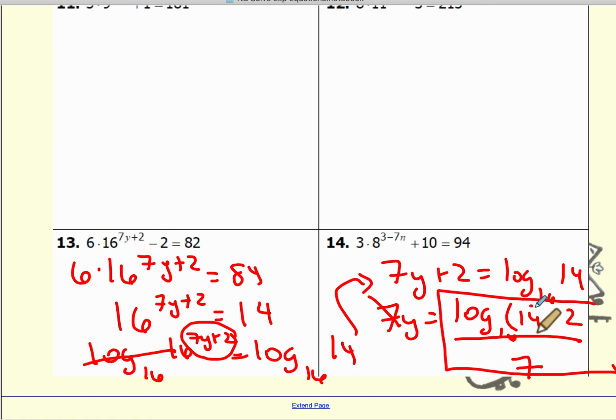Be careful over here that when you're saying what you're taking the log of, it's very clear that it's the 14, not the minus 2.